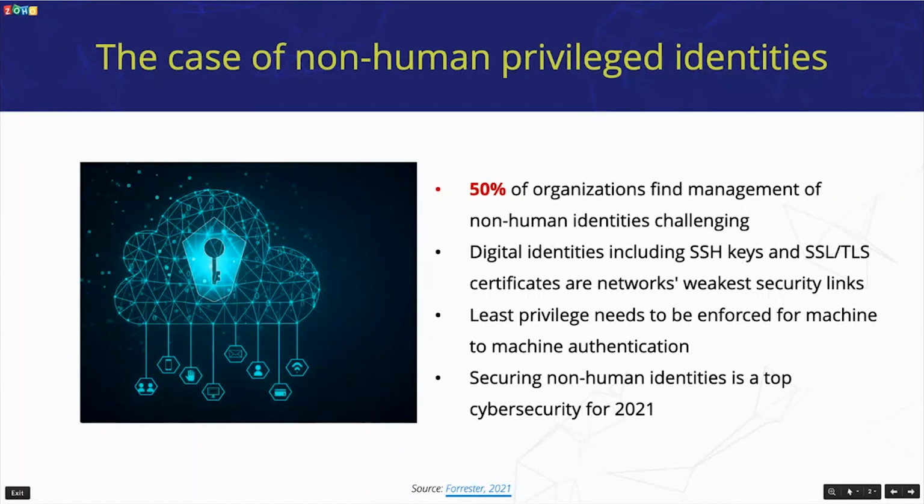I'll give you a few seconds to go through these points, and I will actually decode it for you. SSH keys and SSL certificates are the digital identities which are considered the weakest security links of a network. Almost 50% of the organizations find management of these digital identities challenging. And securing these non-human identities, mostly SSH keys and SSL certificates, is the top cybersecurity priority for 2021.